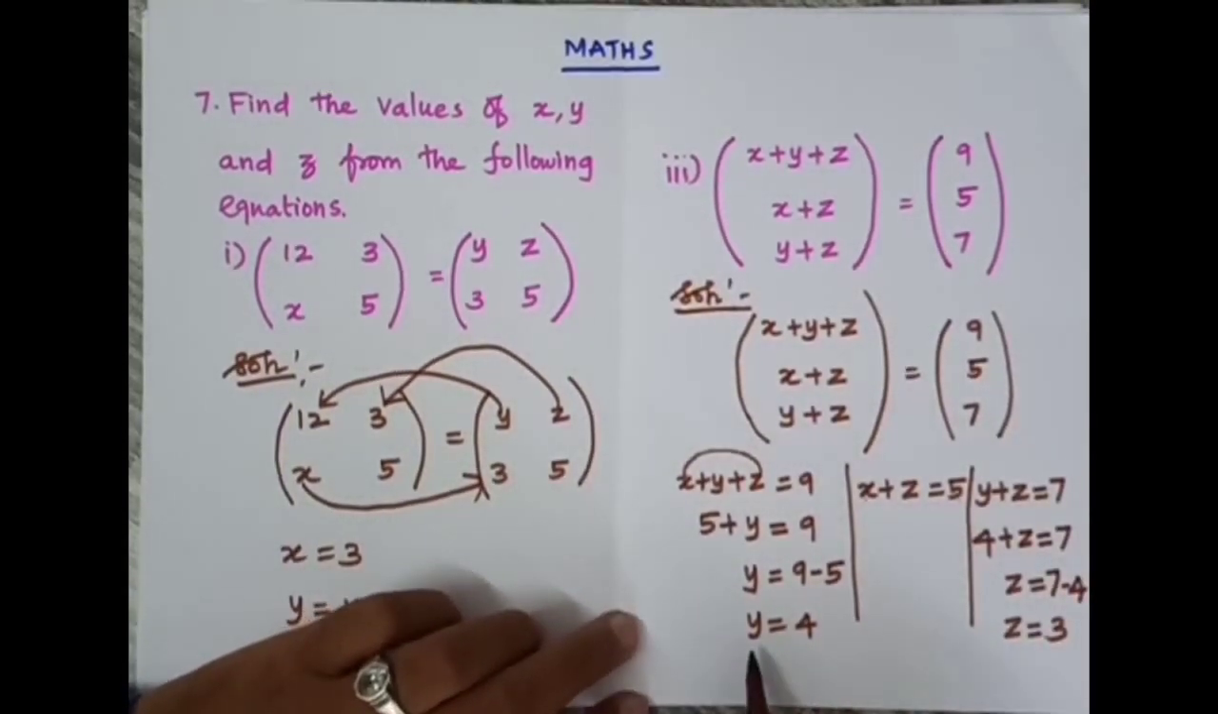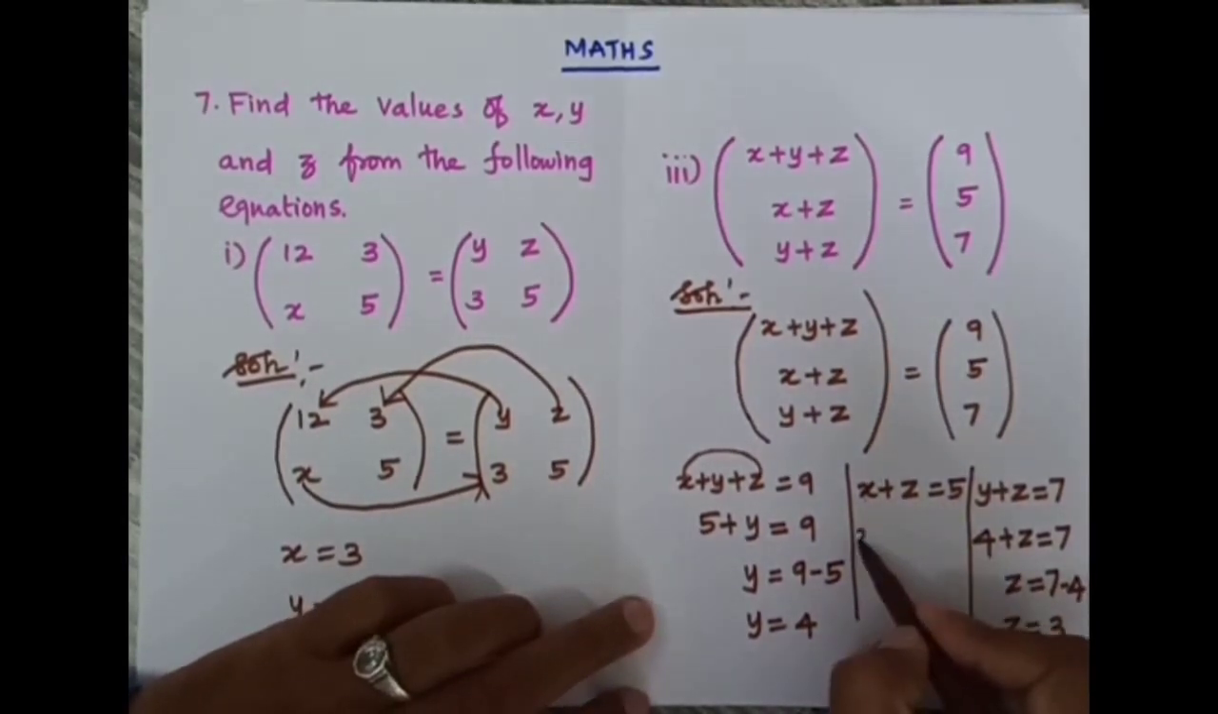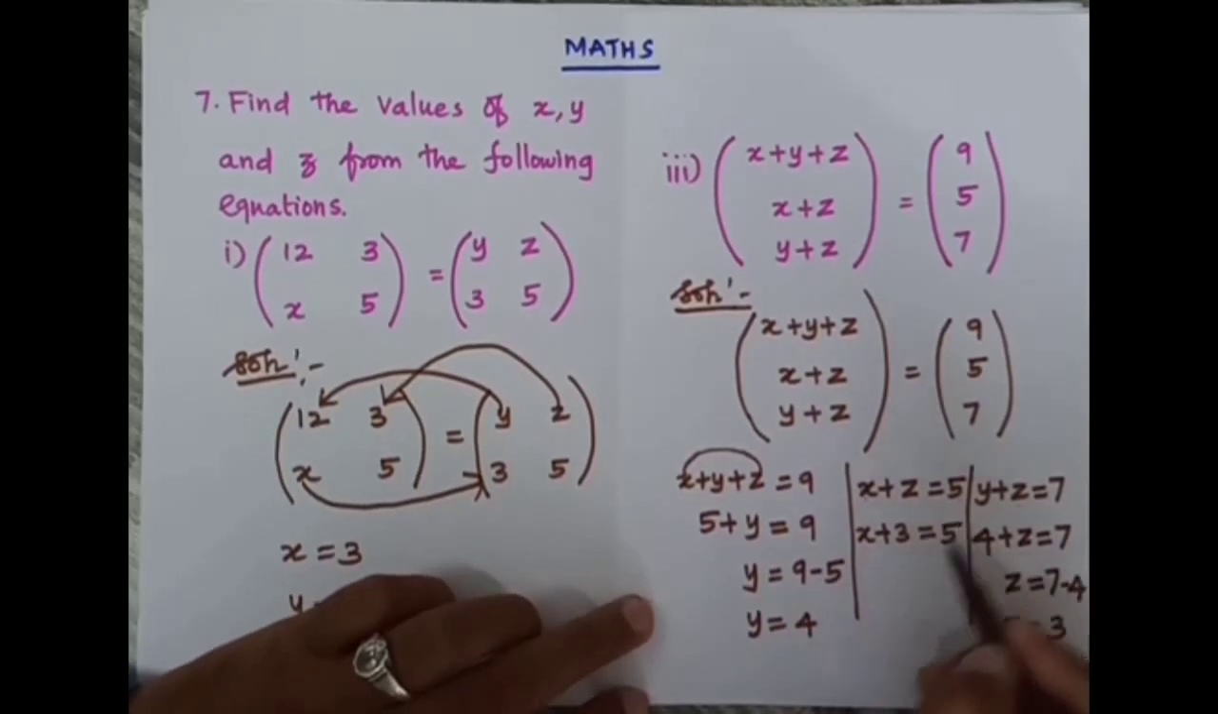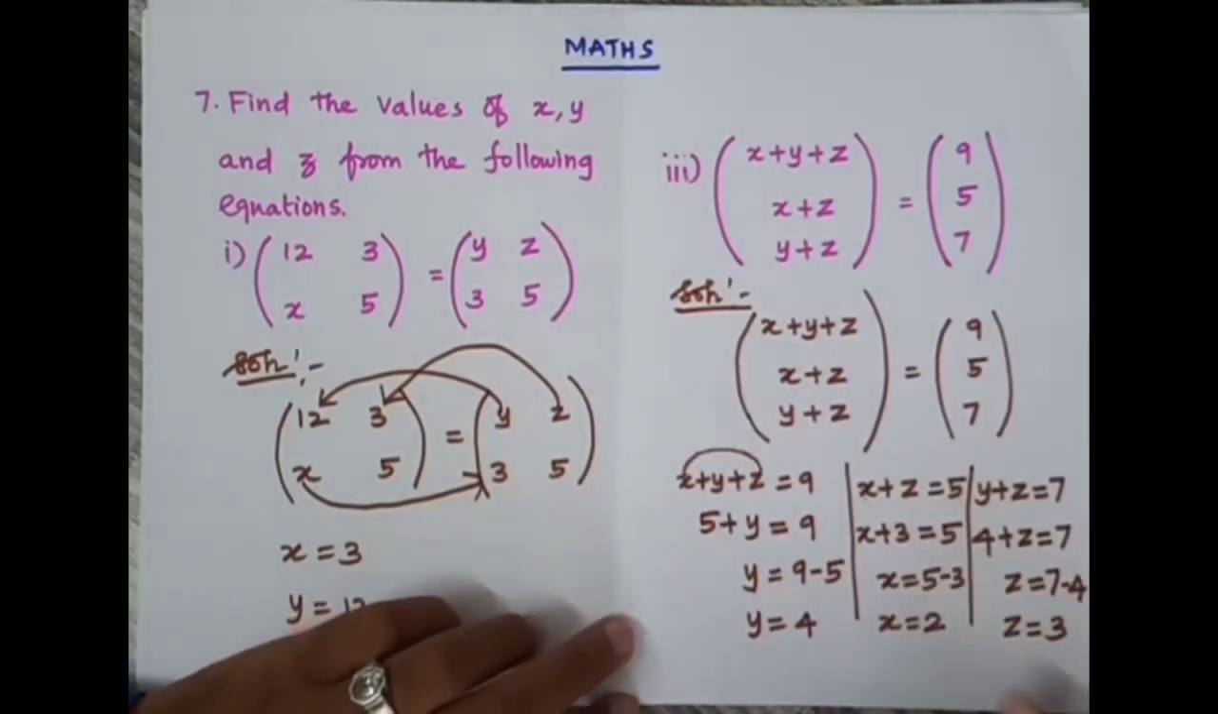Now we have found y value and z value. One more value we have to find out, that is x. So substitute the z value here. X plus 3 is equal to 5. So x is equal to 5 minus 3. X is equal to 2.